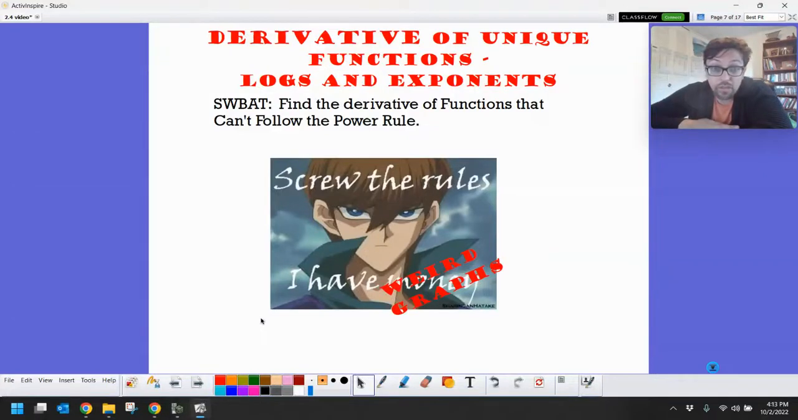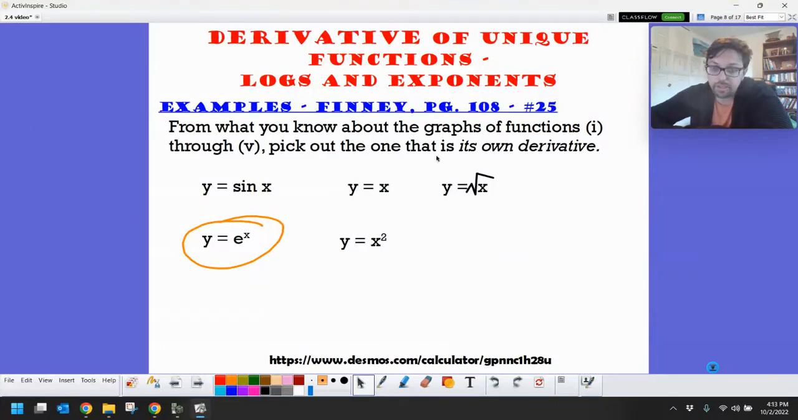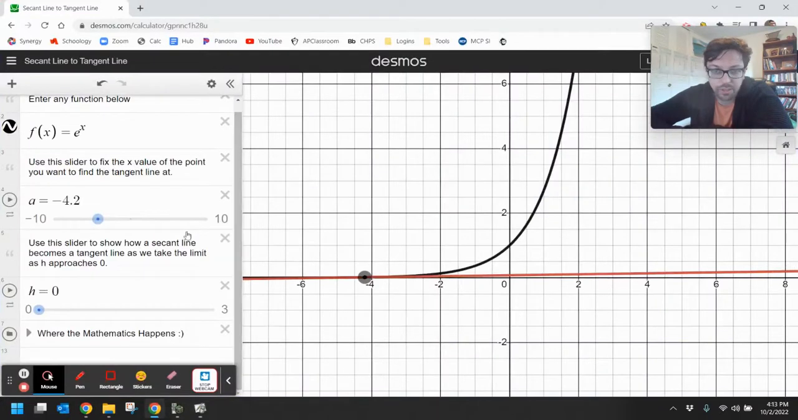Hello, in this video we're going to be talking about derivatives of unique functions, particularly logarithmic and exponential functions, which have very weird graphs and therefore very weird derivatives. So I'm just going to tell you the answer to this. The derivative of e to the x ends up being just e to the x. And you might be wondering, well, why is that happening? Well, I'll show you real quick here.